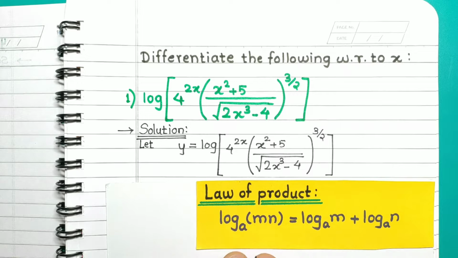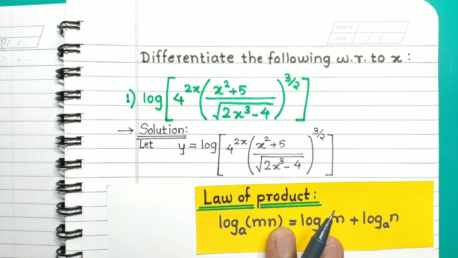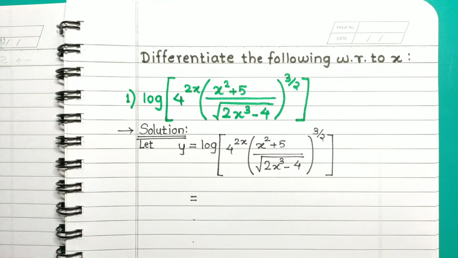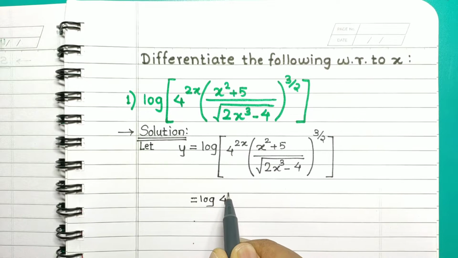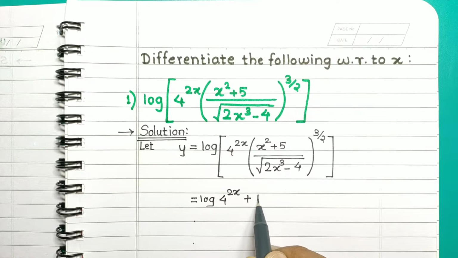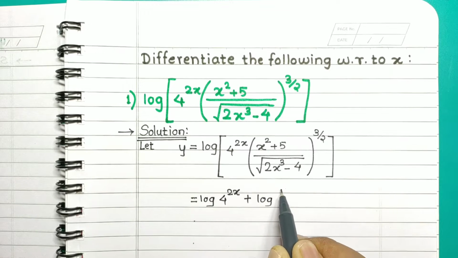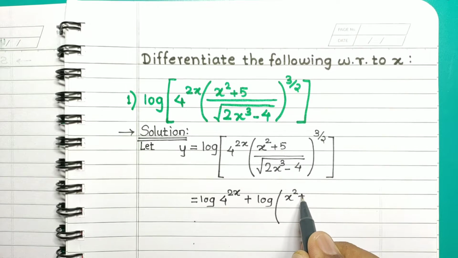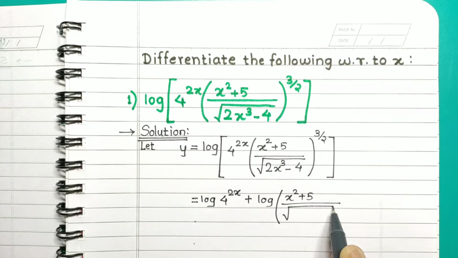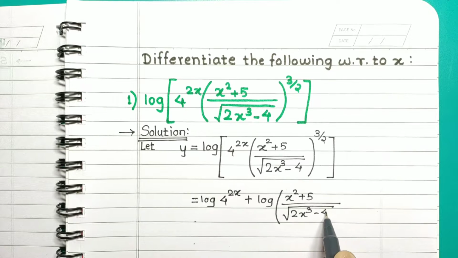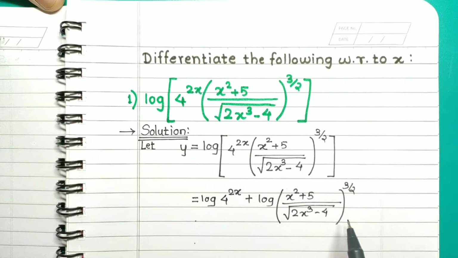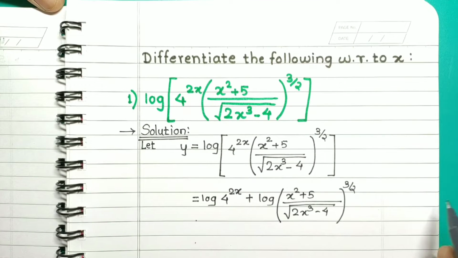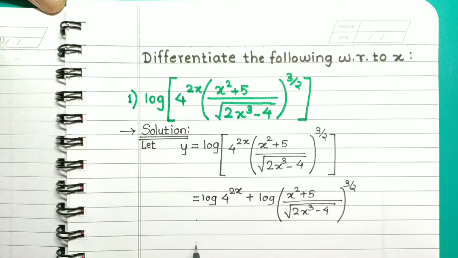Now let's simplify this logarithmic term using the law of product. So we have log of 4 raised to 2x plus log of this bracket x square plus 5 upon square root of 2x cube minus 4, whole bracket raised to 3 by 2. You write the law as a reason here. So now to the next step.